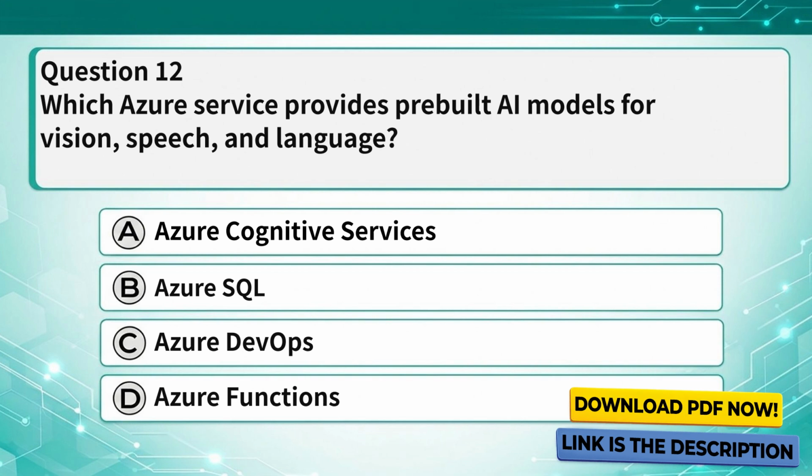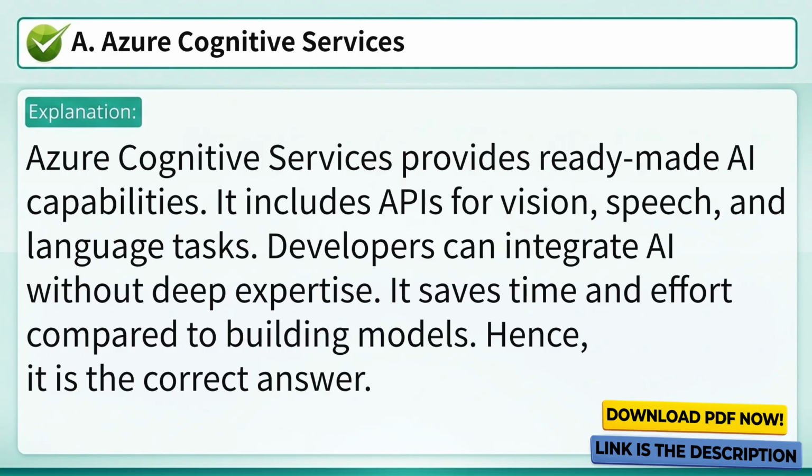Question 12. Which Azure service provides pre-built AI models for vision, speech, and language? A. Azure Cognitive Services. B. Azure SQL. C. Azure DevOps. D. Azure Functions. Answer: A. Azure Cognitive Services. Explanation: Azure Cognitive Services provides ready-made AI capabilities.